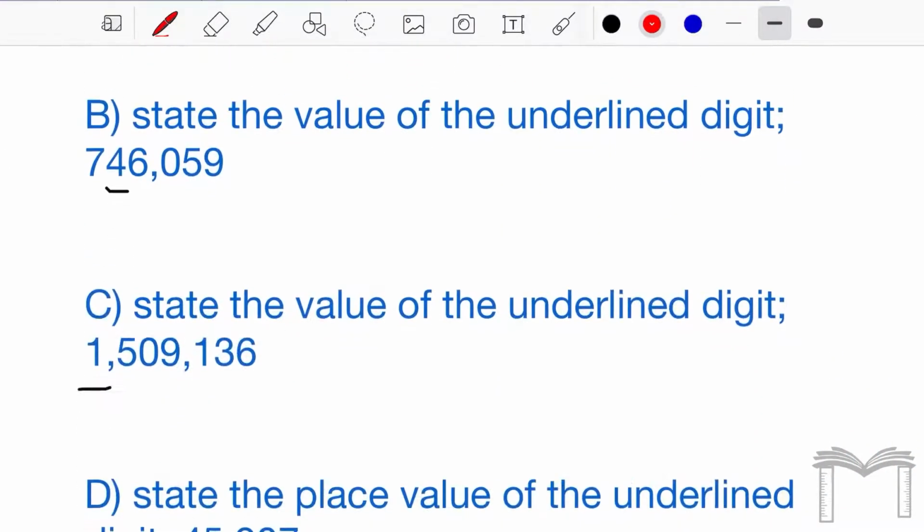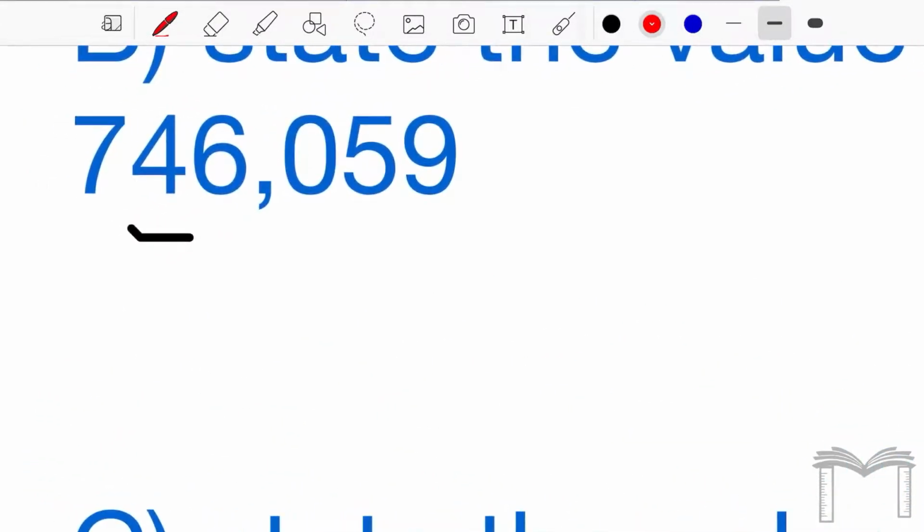B. State the value of the underlined digit. So again, value is the worth of the digit. So the 4 is in the tens of thousands place. So that's 4 times 10,000, which is 40,000.